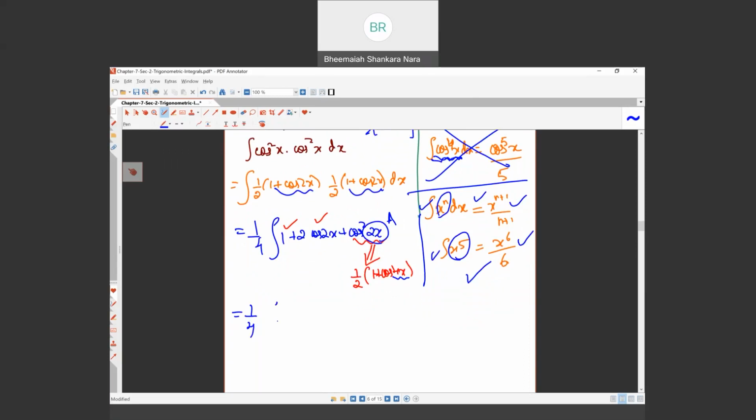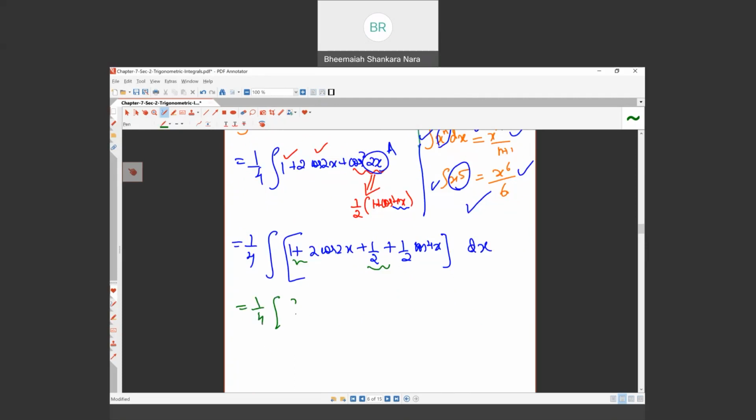So I have 1 plus 2 cosine 2x plus 1 half plus 1 half cosine 4x, and then I have a dx. This 1 half and 1, these two terms, you can add and write as 3 halves. And then you have 2 cosine 2x plus 1 half cosine 4x dx. Now you're good to integrate.